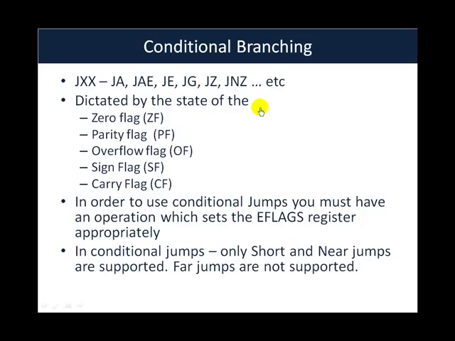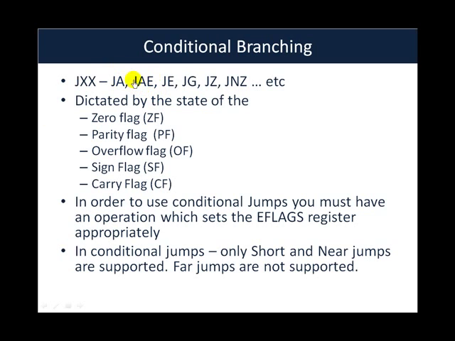The first family of instructions we will look at is the conditional jump family. Now the conditional jumps are of the form JXX, where the two X's could be replaced by various letters denoting various forms of jumps. Examples are JA, which is jump if above, JE, which is jump if equal, and so on and so forth. Specifically, we would like to note the JZ and JNZ, which are jump if zero flag is set and jump if zero flag is not set.